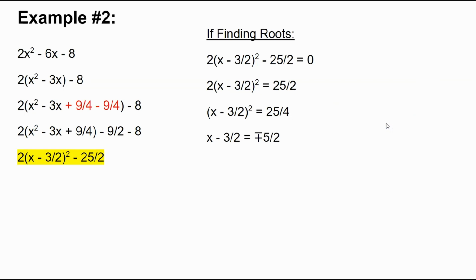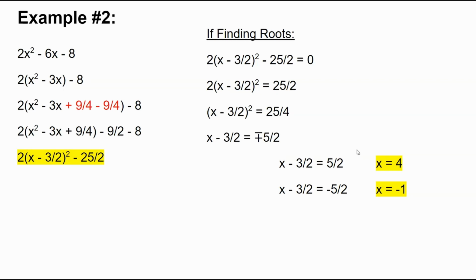And once again, we have to account for both the positive and negative versions of that number. So let's branch it off and solve for x in both cases. So we add 3/2 on both sides, and we get that x is equal to 4 and x is equal to -1.